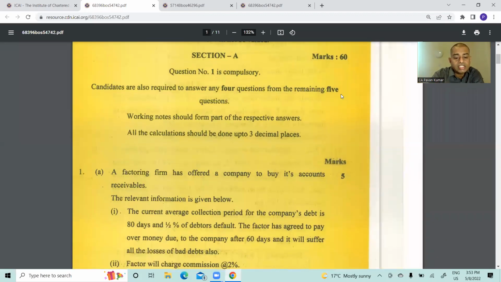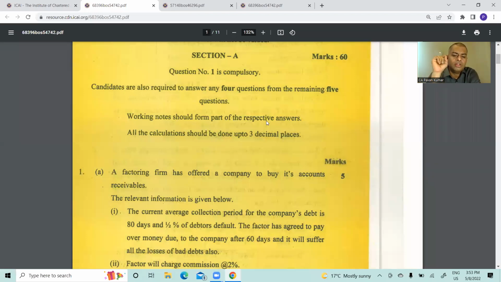Okay. And before that, see, candidates, question number 1 is compulsory. Candidates are also required to answer any 4 from the 5. So what they are saying, question number 1 is compulsory question. And then there are remaining 5 questions. Out of that remaining 5 questions, you need to answer 4 questions. That means 1 choice question is there for you. And very important to read this too. Working notes should form part of respective answer.